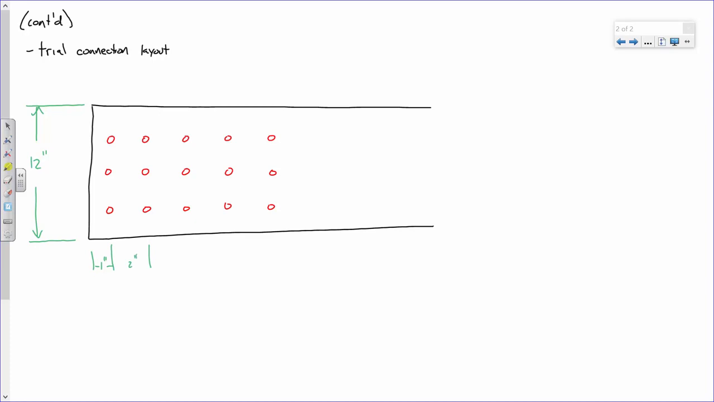This dimension is 2 inches, 2 inches, 2 inches, 2 inches. And there's my design, okay?